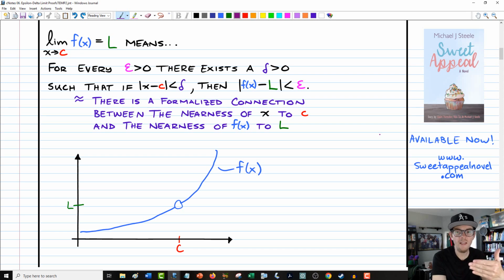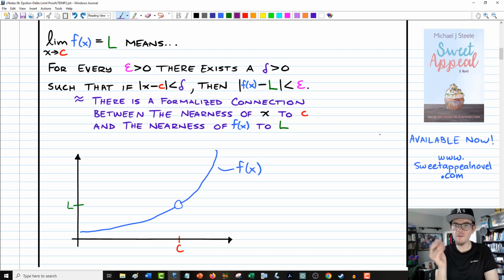You get used to thinking about the idea that there is a formal connection between these two things. I would say if we were looking for this, I'd look for you to get comfortable with the proof structure. I'd look for you to get comfortable with this idea of closeness in x being related to closeness in y. But to help you with that, let's take a look at what's happening here.